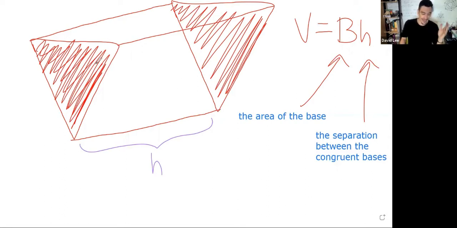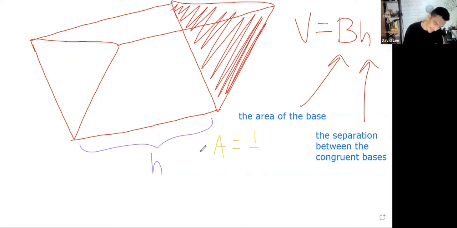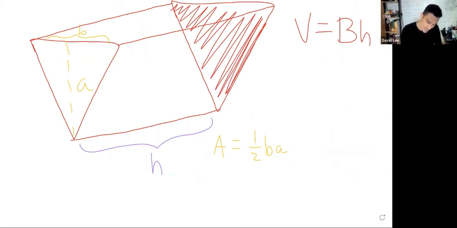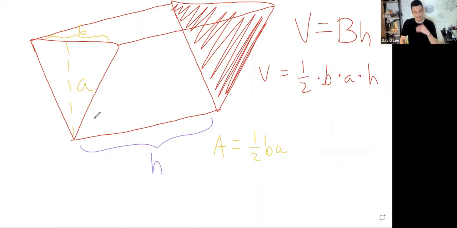So how do you find the area of a triangle? 1/2 base times altitude. I'm going to use A for altitude. You see this here in yellow, that's A, and this here, that's B. So A is the altitude, and B is the base of this triangle. So the volume would be, well, capital B is the area of the triangular base, which is 1/2 times B times A. And then h we said was just h, the height of the solid.